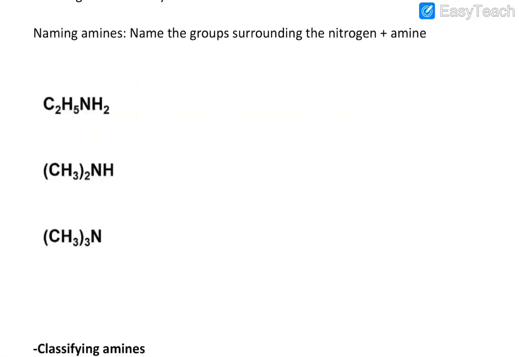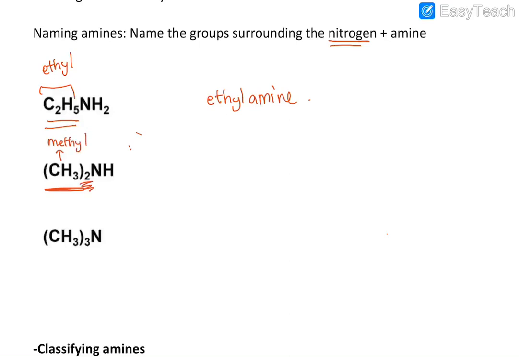Now, when you're naming the amines, you will have to name the groups surrounding the nitrogen and then add amine to the name. So, for example, here our group is C2H5. This is an ethyl side chain, so this is going to be ethylamine. This one is a methyl side chain, but when you look at the formula, you see there are 2 methyl groups. So this is going to be dimethylamine.